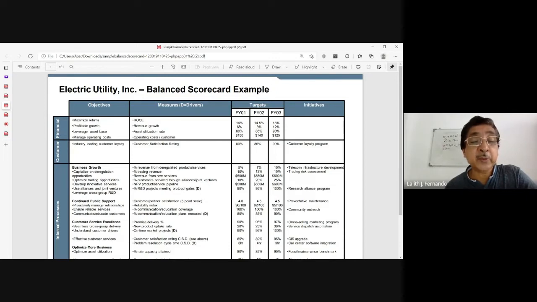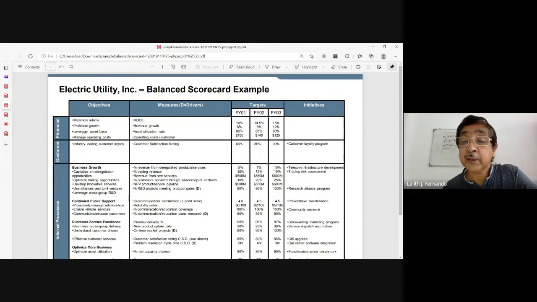Then use alliances and joint ventures. NPV, product service pipeline. That is also another measurement device here. Then when you say leverage cross-group R&D, percentage of R&D projects meeting protocol gates. Protocol gates means, if you want to make use of some findings done by another member of your group, you have to go through the protocol gates to get the real results.